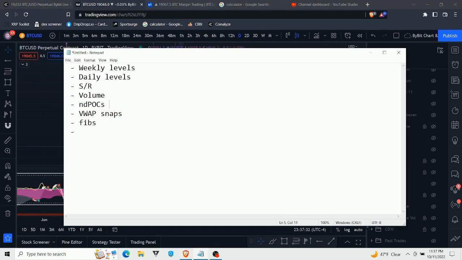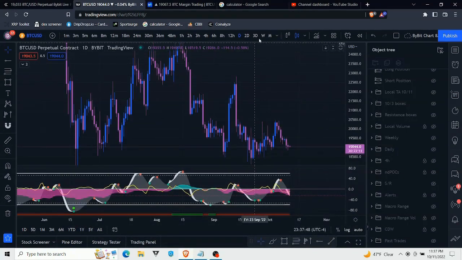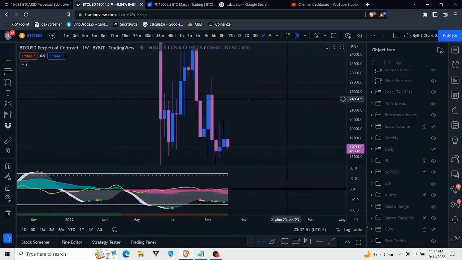So, some of these levels I mark out when I do my daily TA. Some of them I mark out when I do my weekly TA, typically on Mondays. So, it's nice to find your own schedule for doing TA and kind of fit it to your trading schedule. But starting off with the weekly levels, weekly levels are pretty easy to find.